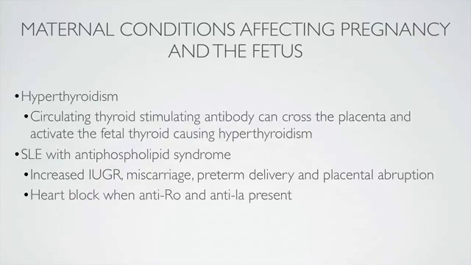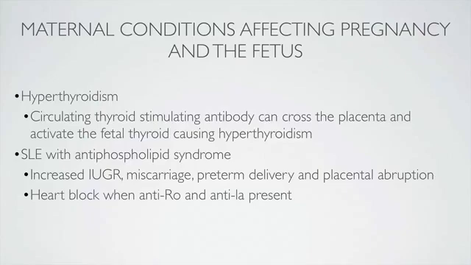Hyperthyroidism, so in women with overactive thyroid, they have circulating thyroid stimulating antibody which can cross the placenta and activate the fetal thyroid. So this can give the fetus, the baby after it's born, symptoms of hyperthyroid. So they can get diarrhea, they get jittery, they can get tachycardic.